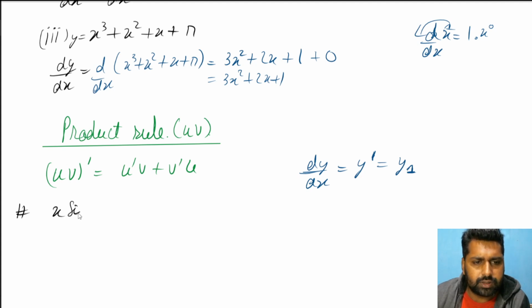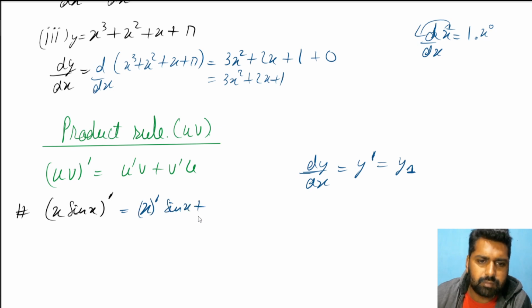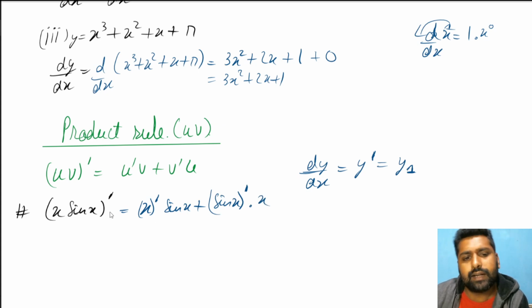If I give you a question, x sine x, differentiate x sine x. So I'll write dash. So what does that mean? It means you differentiate first of all x, keep sine x as it is, plus then you differentiate sine x, keeping x as it is. So we'll differentiate one thing at a time. x dash sine x plus sine x dash x, u dash v plus v dash u.